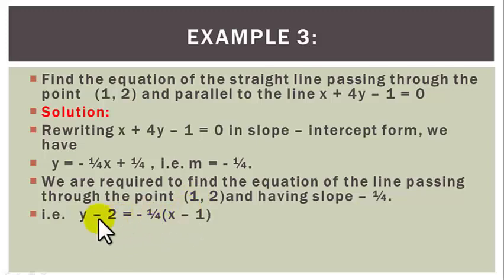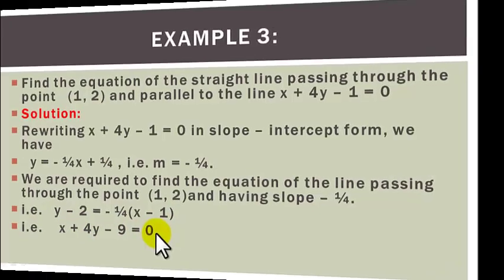Now, multiplying this equation through by 4, that will give us 4y minus 8 equal to, opening this bracket will give us minus x plus 1, and rearranging the equation will give us x plus 4y minus 9 equal to 0.